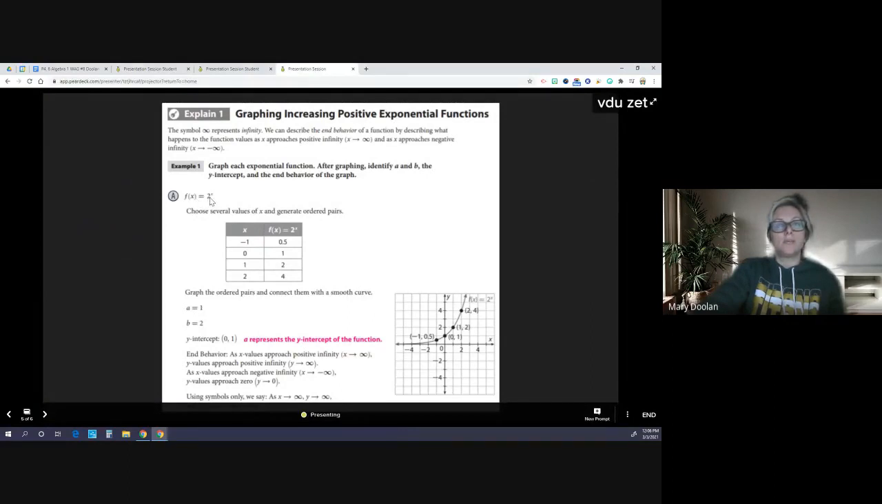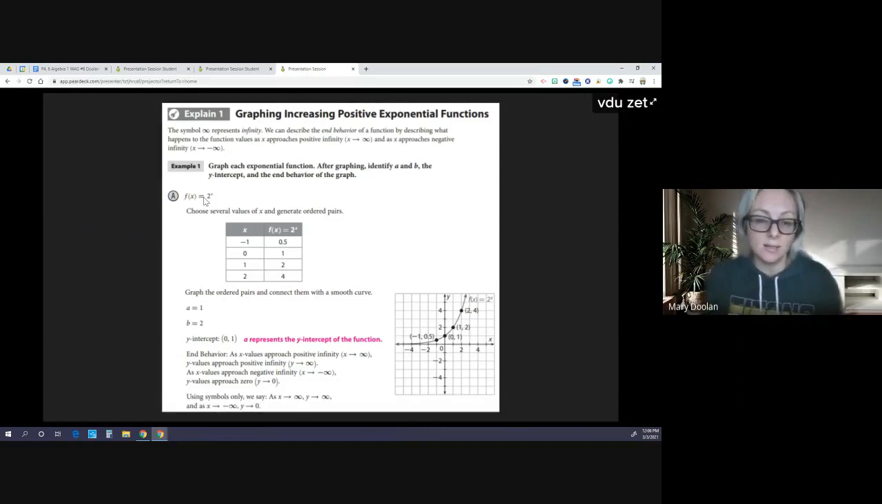Well, we see B. B is 2 because that's what's the base of x. So B is 2. The reason A is 1 is because I don't see something here. I put a 1 there. You can always multiply by 1 and not change the value of something. So if you don't see that extra number there, then it's 1.